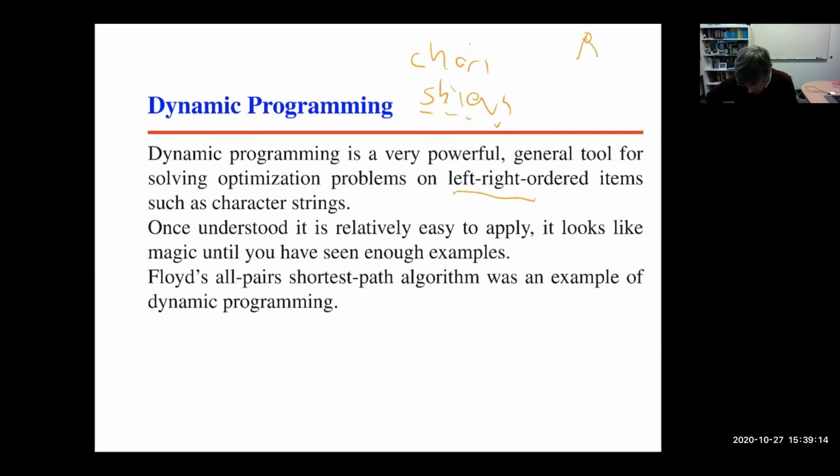Trees, if you have a labeled binary search type tree, the leaves tend to have to appear in a particular left-right order. So sometimes things on trees are like that. But once you understand dynamic programming, it's a relatively simple idea. But until you understand it, people tend to think something weird's going on.